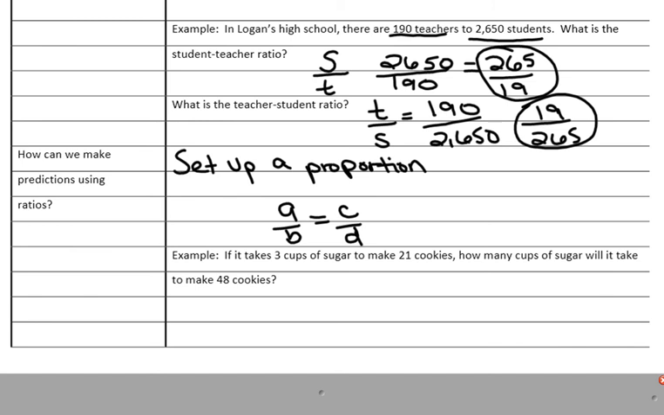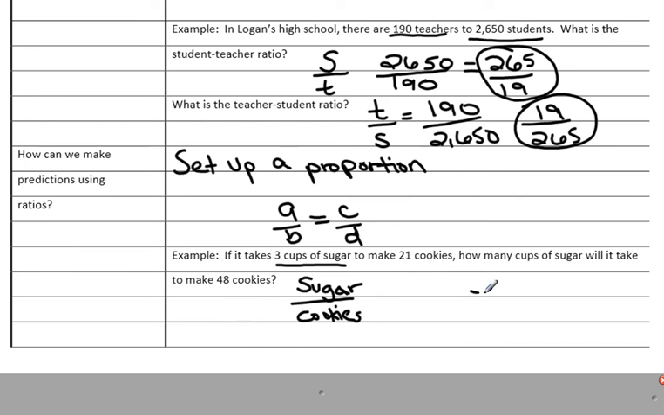Okay, so we'll go ahead and work this example together, and you're going to need to write it down. If it takes 3 cups of sugar to make 21 cookies, how many cups of sugar will it take to make 48 cookies? So you can set up your proportion any way you want. If you want to do sugar to cookies or cookies to sugar, either way is fine. I personally am just going to do sugar to cookies. So how many cups of sugar for how many cookies will be made?